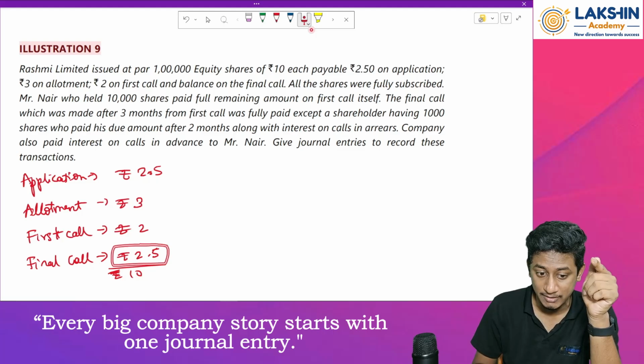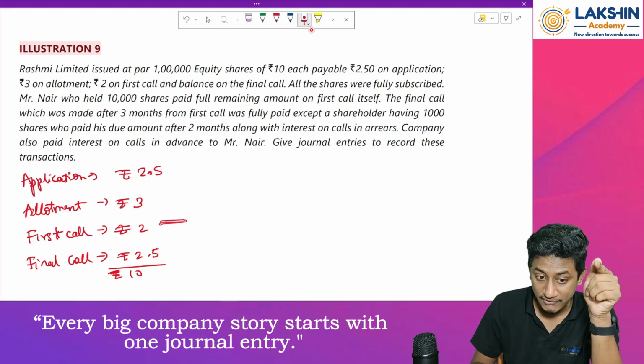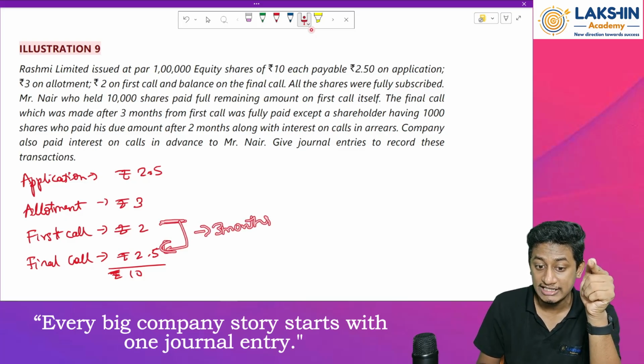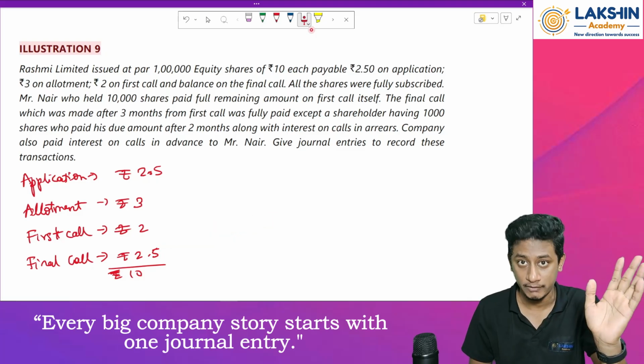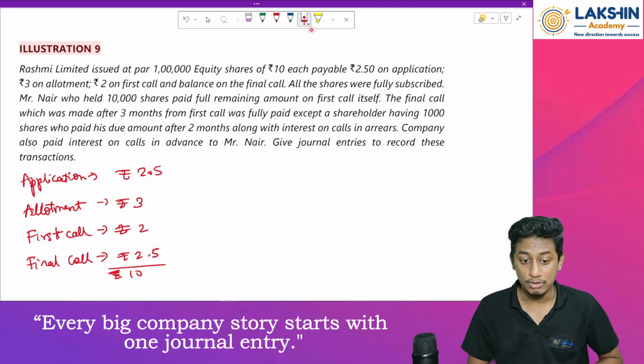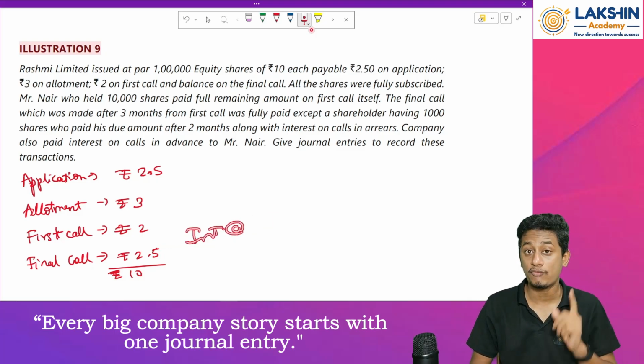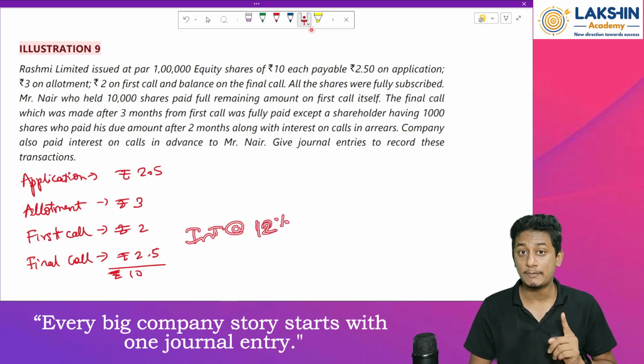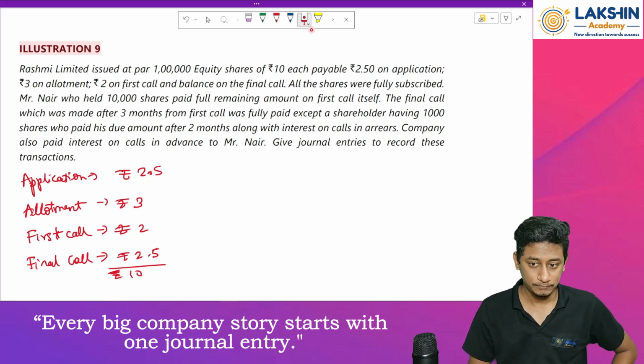Nair has paid me the money of 2.5 on the first call itself, right? So we have the money from the first call till what date? Till the final call. For 3 months we have his money, which was not called for. So that means I have to pay him interest at the rate of 12%. Clear?